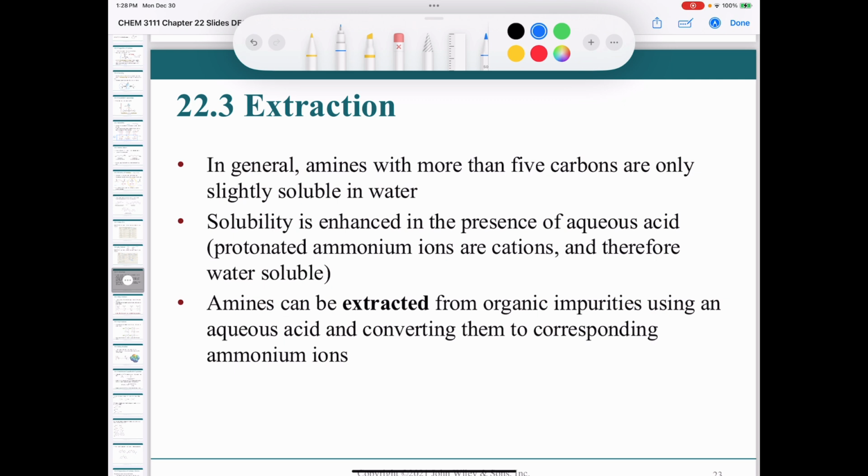Now, in this slide here, it says that in general, if you have an amine with more than 5 carbons, those are only going to be slightly soluble in water. Okay, so what's the point? It says solubility of an amine can be enhanced by the presence of aqueous acid, because the protonated ammonium ions are cations and therefore water soluble. And so if you want to extract an amine from an organic impurity, it can be treated with acid, and therefore it gets converted into the ammonium ion. And remember, the ammonium ion is a salt, okay, and that is going to be water soluble.